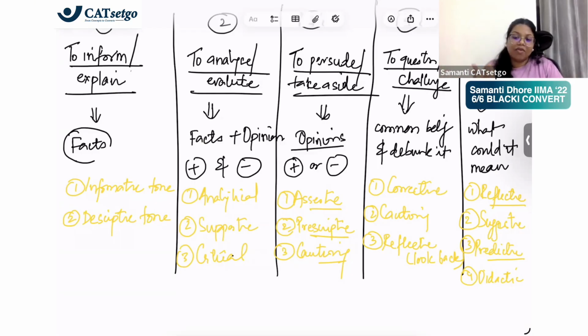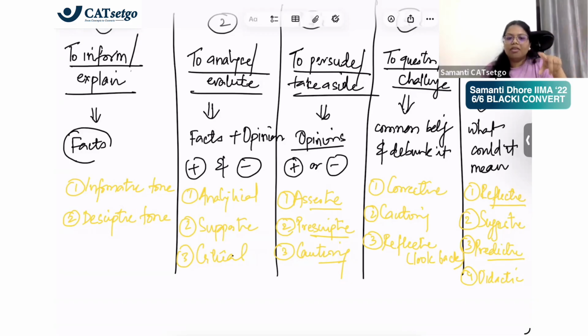But VARC itself, language itself, is a subject which will have some subjectivity, a little here and there. But this is applicable to more than 90% of the situations: there are largely five purposes, and each of these purposes is expressed in 2 to 3 tones. All right, so we will keep this table in mind.